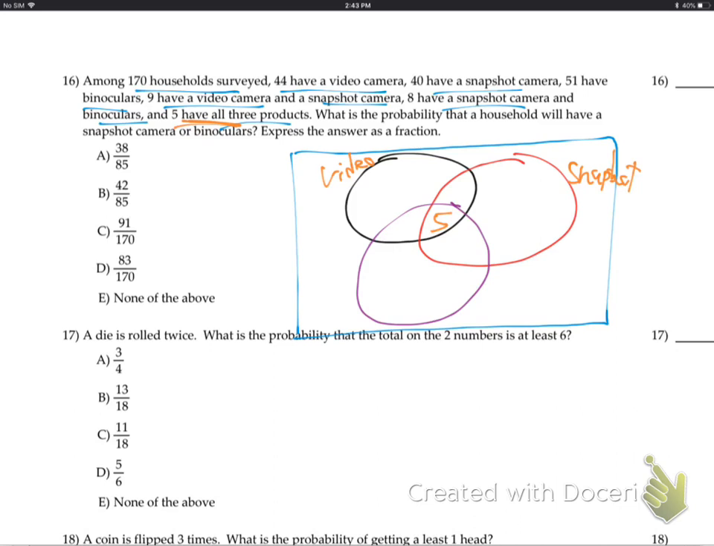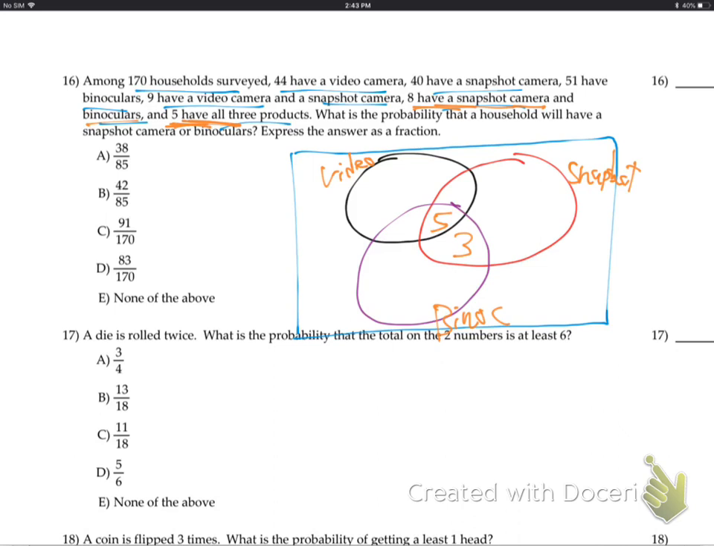Snapshot and binoculars. Okay, so five have all three. Remember, you start at the end. Five have all three. Eight have a snapshot and binoculars. That must mean three there, because that gives me eight total in the snapshot and binocular overlap circle.